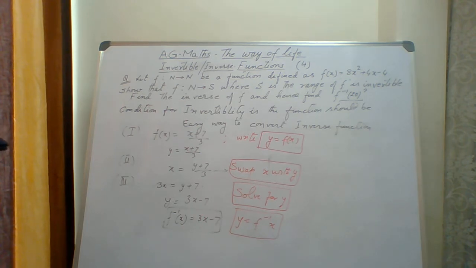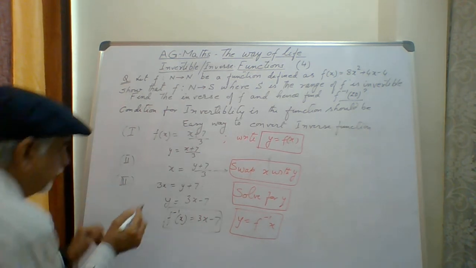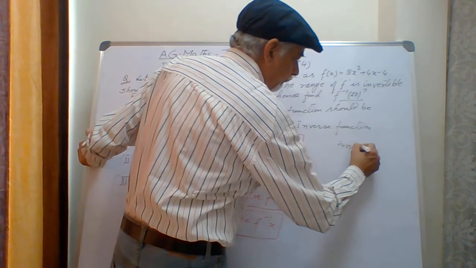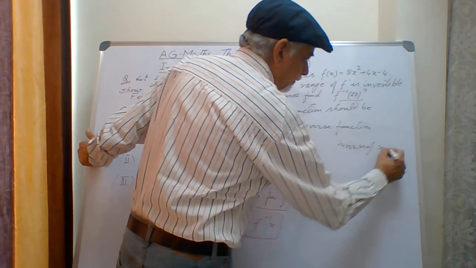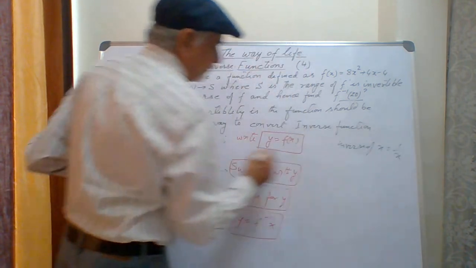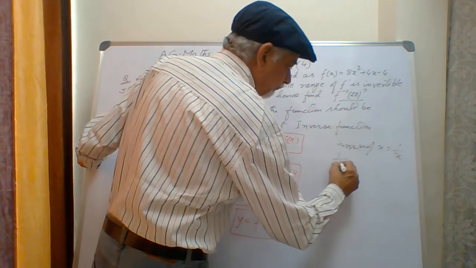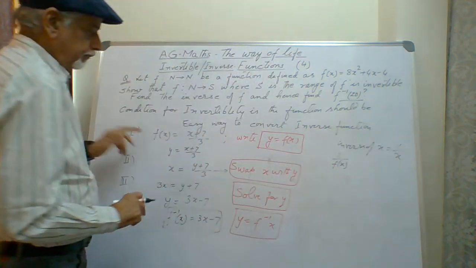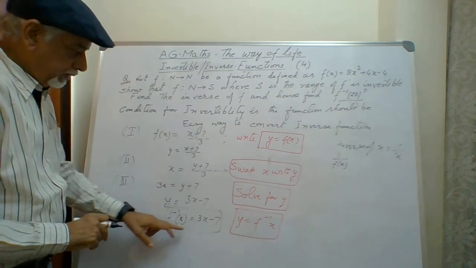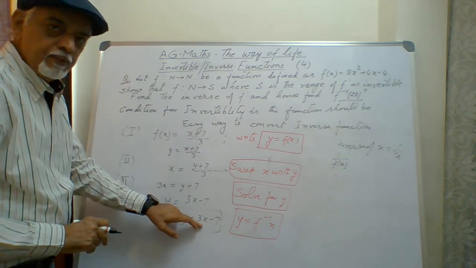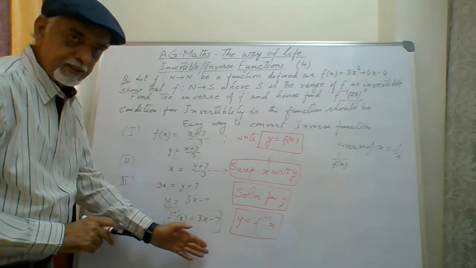It is never right that you invert the function. Normally, inverse of x we write as 1 by x. But inverse of this function cannot be said to be 1 by f of x. This is not the meaning of inverse. You see, it is not the reciprocal of this, right? So the inverse function is, these are the steps.